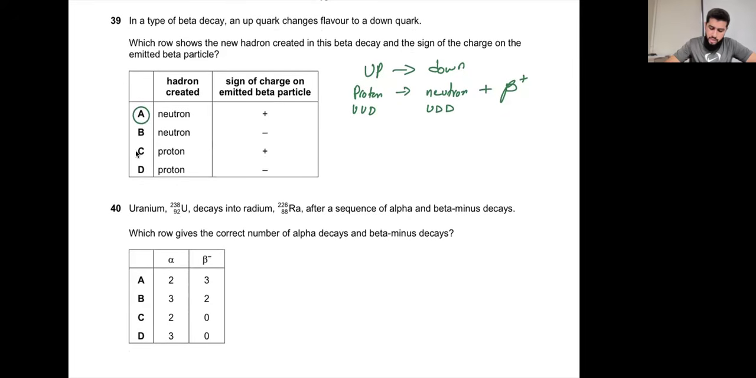Number 40 says uranium decays into radium after a sequence of alpha and beta minus decay. Which row gives the number of alpha decays and the beta minus? Best way is to make an equation. Uranium 238, 92 gives you radium 226, 88 plus X number of alpha decays and Y number of beta decays.